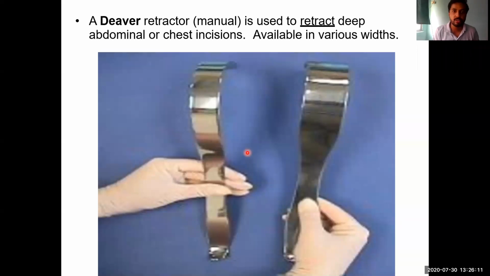The most commonly used retractor is the Deaver retractor. This is used manually. This is available in various sizes. This one is a little bit thin, and this is the stout one. These are used mainly to retract the viscera when we go deeper. After opening the abdomen, we go deeper. We have to retract structures like the liver, stomach, spleen.